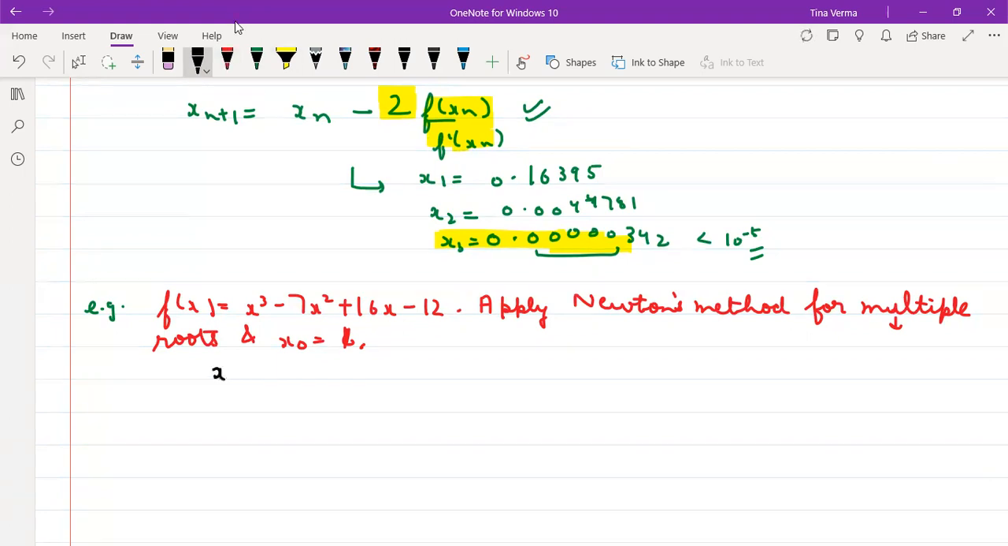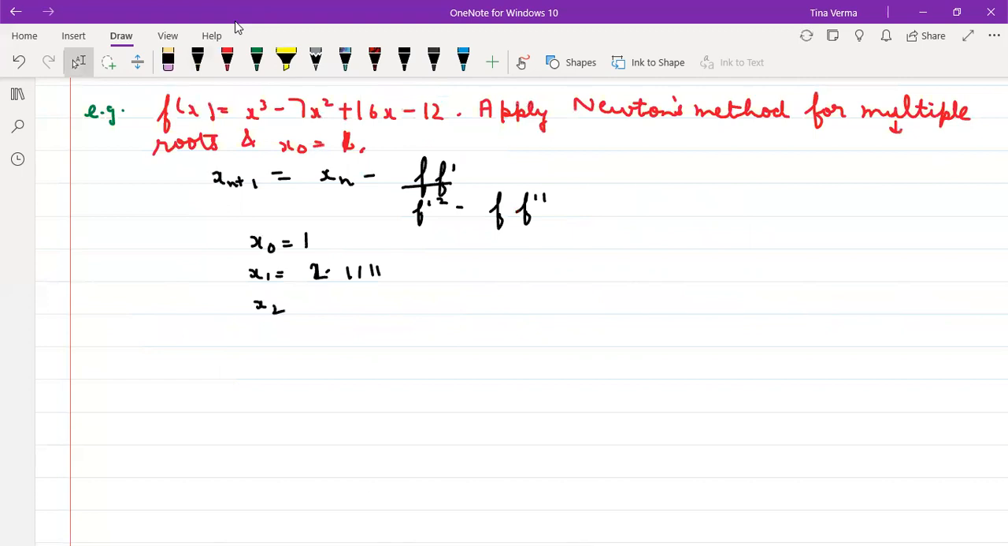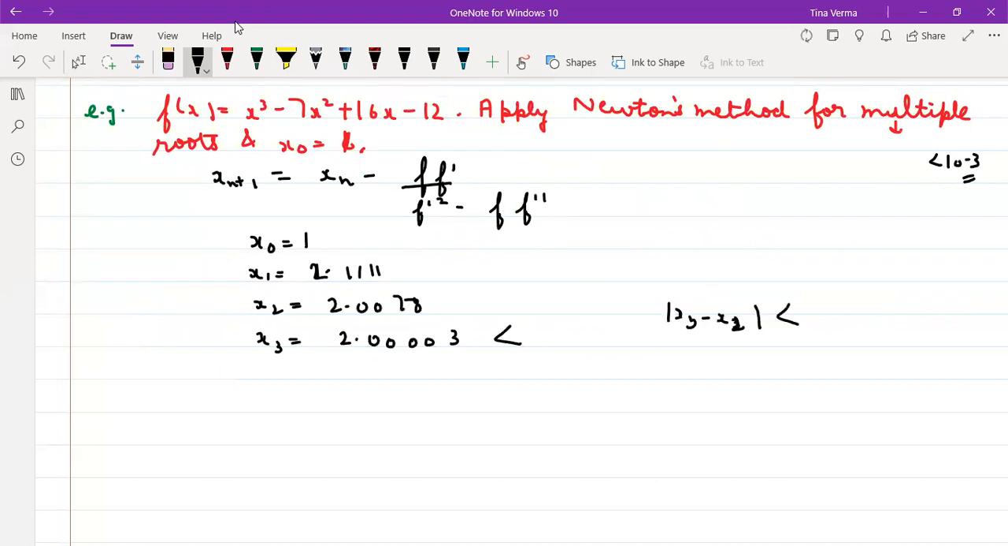If you do not know the multiplicity, we can use the formula xn plus 1 is equal to xn minus f into f dash divided by f dash square minus f into f double dash, right? So when you use the formula with x naught equal to 1, x1 comes out to be 2.1111, x2 comes out to be 2.0078, and x3 comes out to be 2.00003. Suppose you have to check for the accuracy 10 raised to the power minus 3. You can check here that the error between x3 and x2 is less than 10 raised to the power minus 3, so you can stop at this iteration, right?